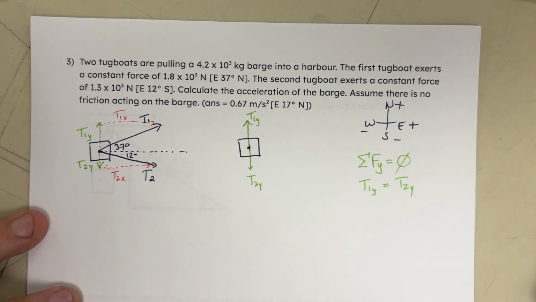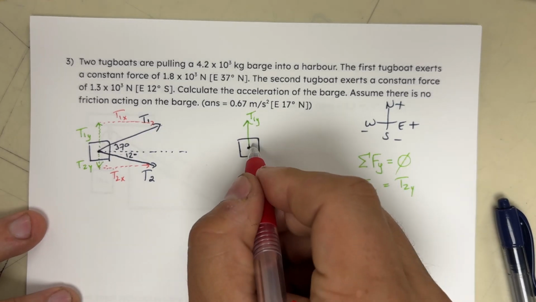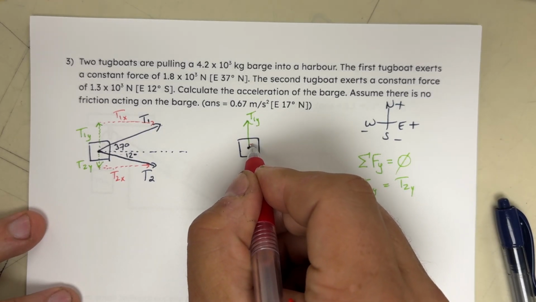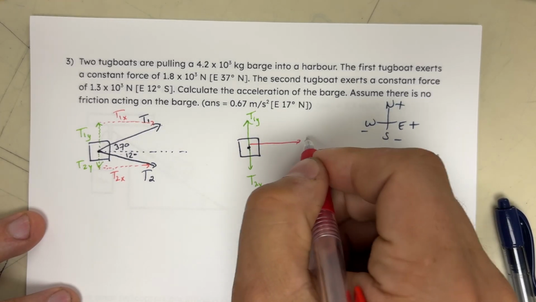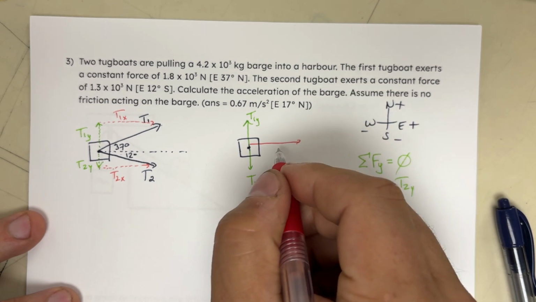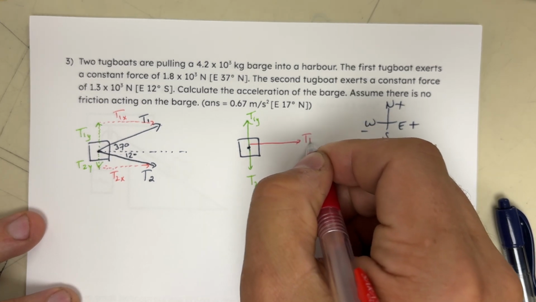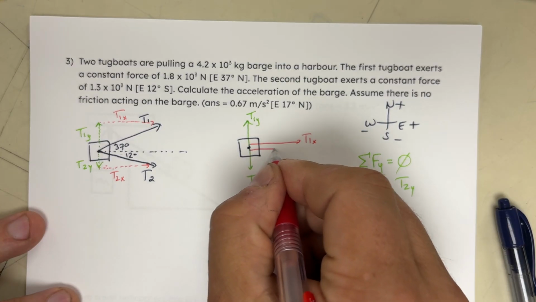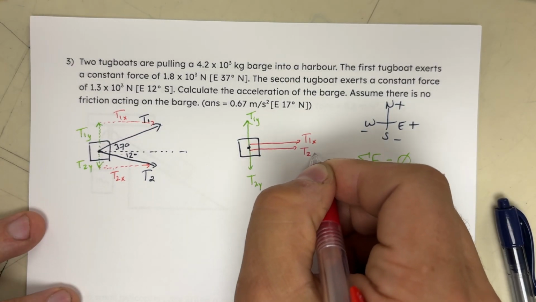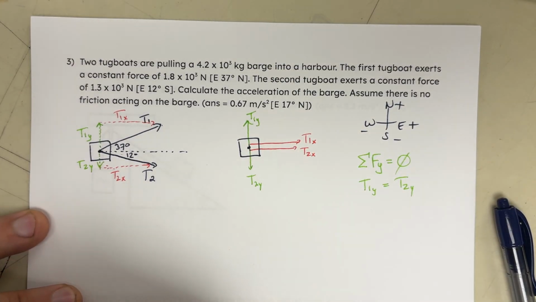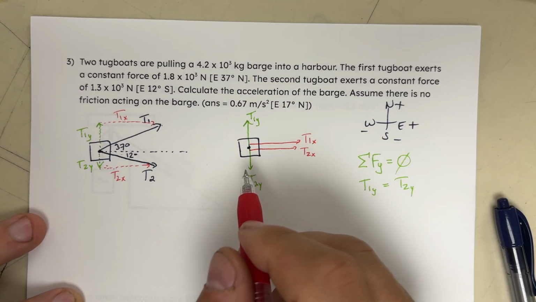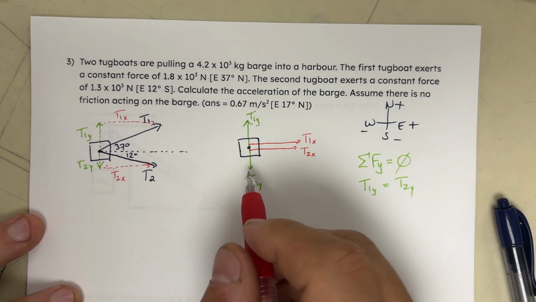And then if I look at the horizontal components, I kind of have two coming along here. I have what I'm going to call my T1x, and I also have my T2x. Now I don't really know, maybe my diagram's not great because I don't know which one's larger. I haven't put any thought into it at all.